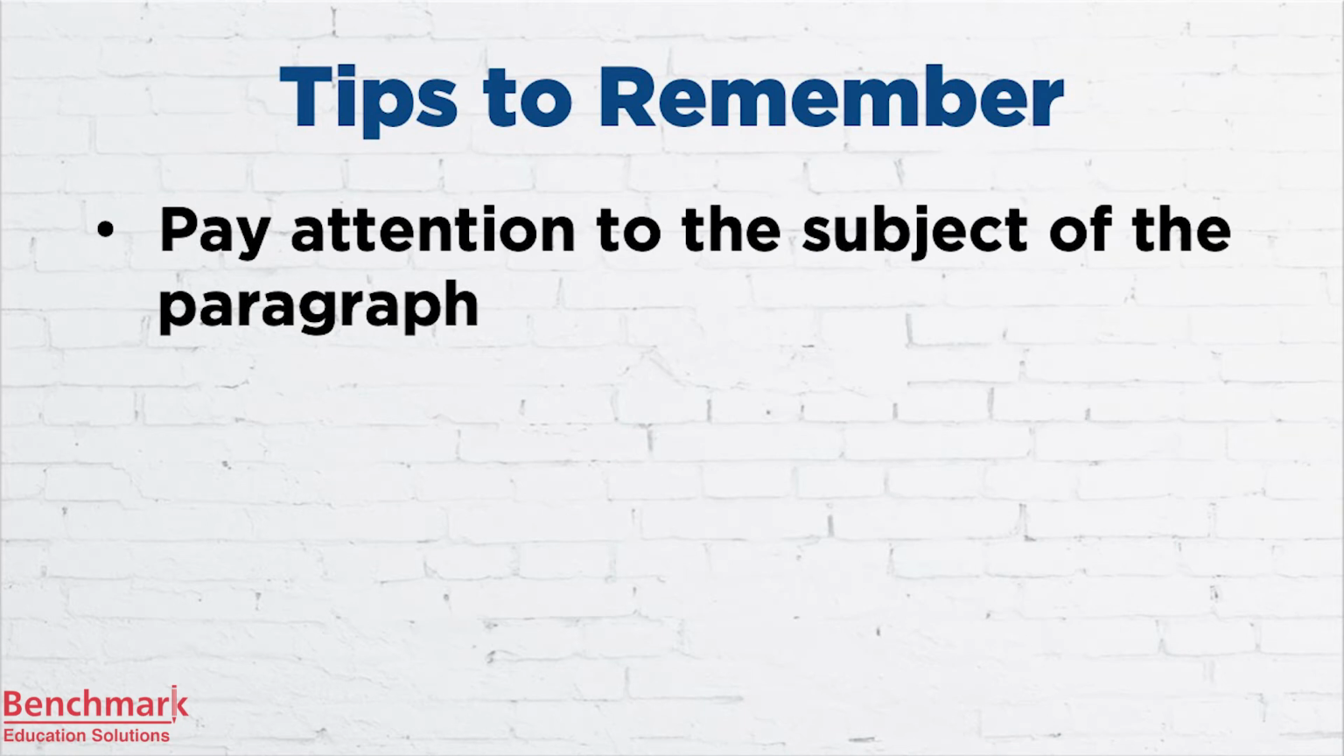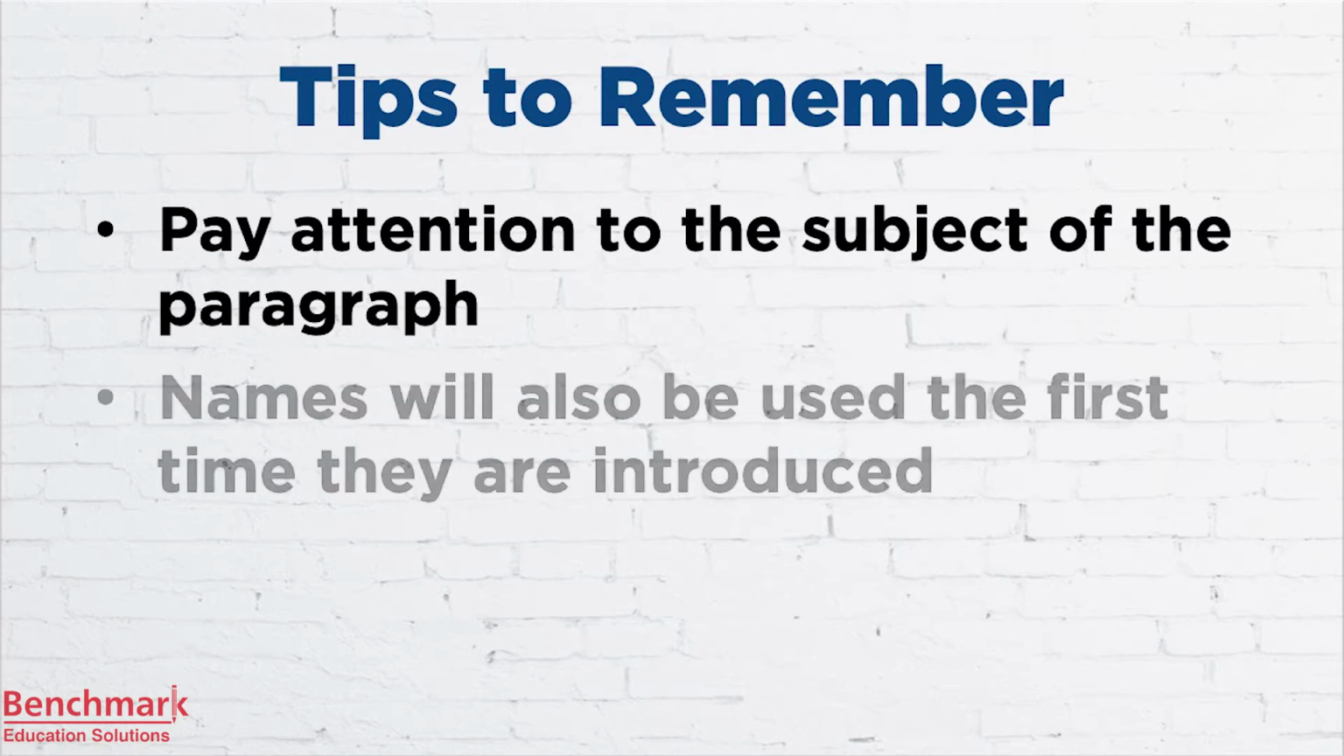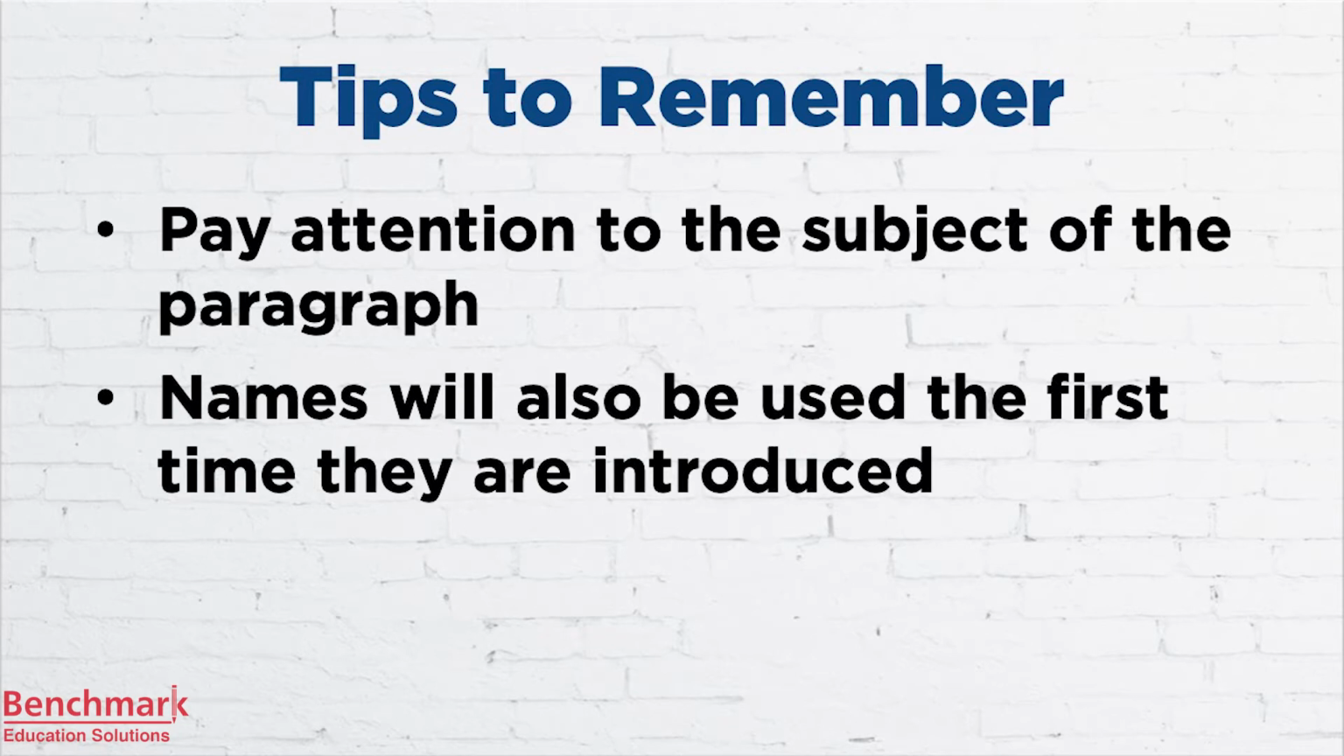The first sentence will usually introduce your subject, and then it will probably be referred to with a pronoun in later sentences. The same thing goes with names and people. The name of a person will be used the first time he or she is introduced, and then could be substituted by he or she later on.